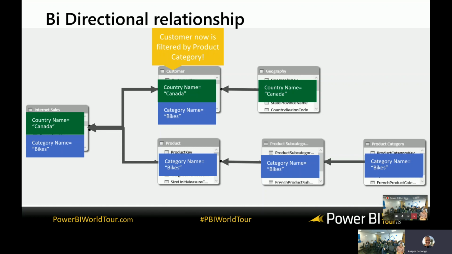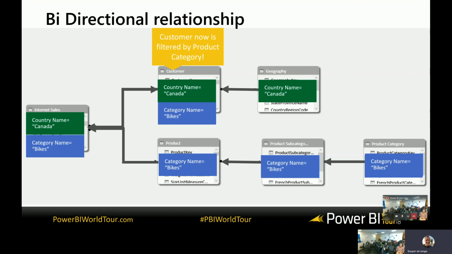Again, I won't go into too much detail. There's a whole white paper on this, the bidirectional relationships white paper. It's on the Power BI help documentation website, and it goes into lots of details. In general, I would say bidirectional cross-filtering is great, but be careful when you use it.